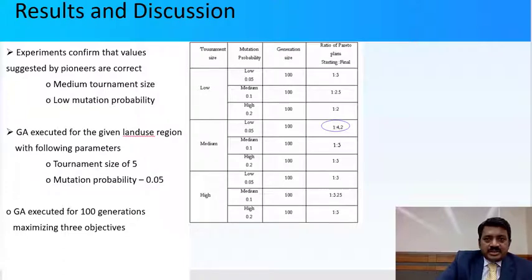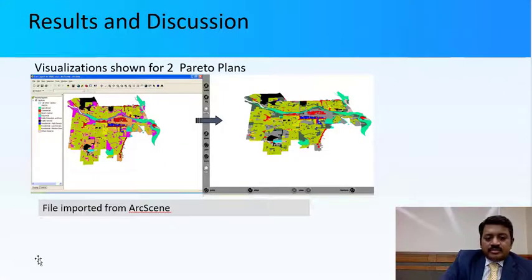And from the results, it's evident that the genetic algorithm was performing pretty well based on the percentage of the Pareto plans in the final generation as compared to the initial generation, and also based on the total time for execution of the genetic algorithm. So from these, 2 Pareto plans are selected for visualization, and now we will see how these Pareto optimal plans are used for the visual comparison.